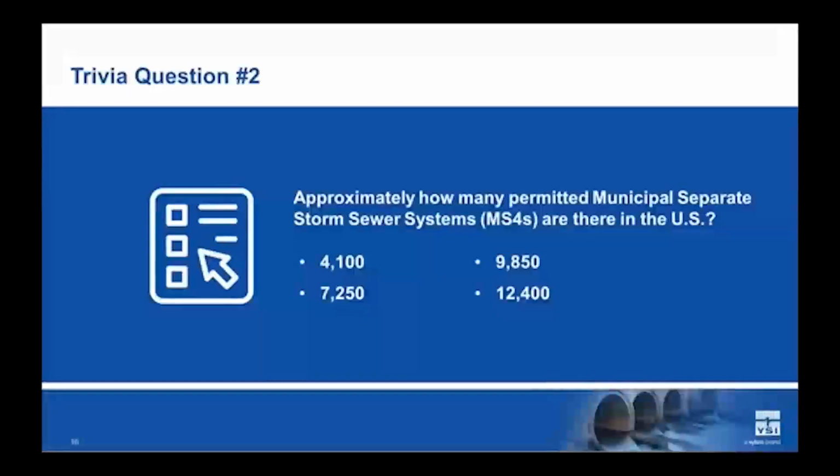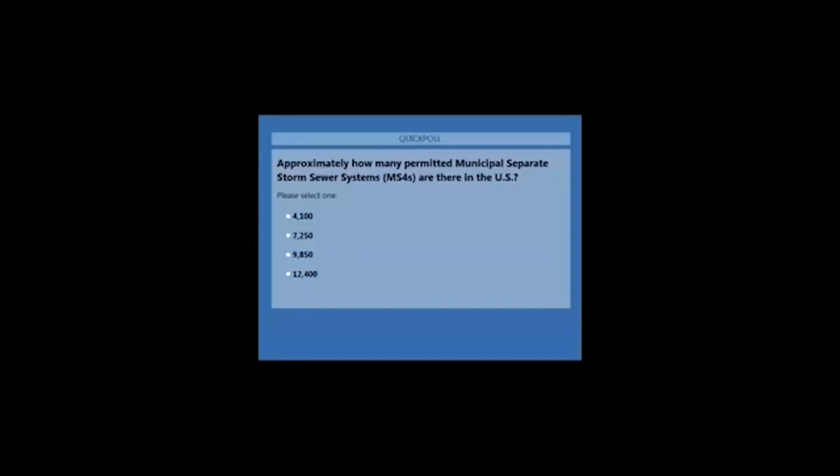So before we go on, let's do another one of those trivia questions. We just talked about MS4s being one of the areas that are affected by stormwater. And the question is, how many MS4s do you think there are in the US? How many permits? So Courtney, let's go ahead and launch that question.